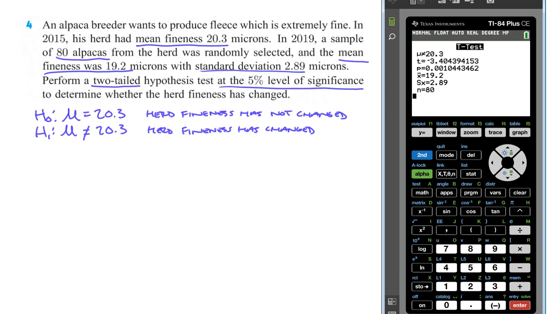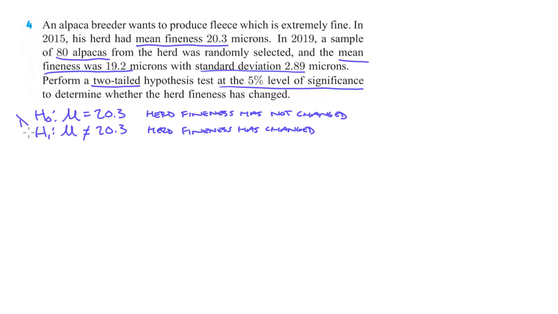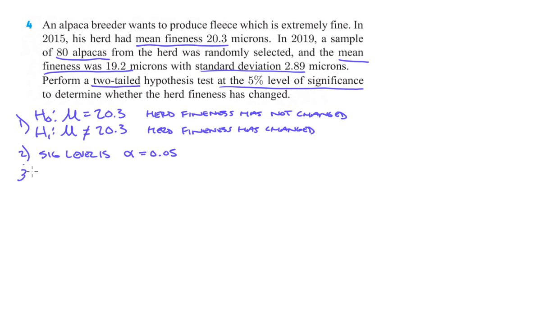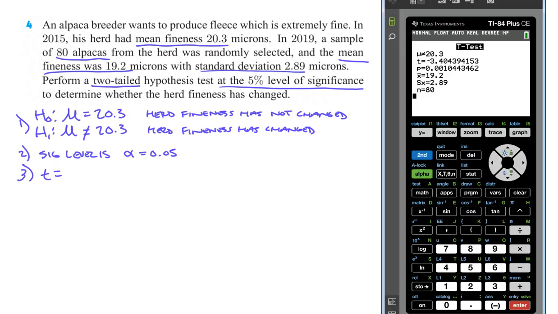Now, what to do with that information? Officially, especially from our notes, that was step 1. Step 2 is the significance level. The significance level is 5%, so we call that our little alpha, equals 0.05. Now the third step is we use the calculator to come up with our t and our p. So third step, t, in this case, equals negative 3.40.